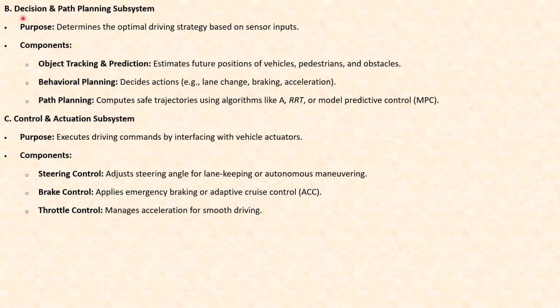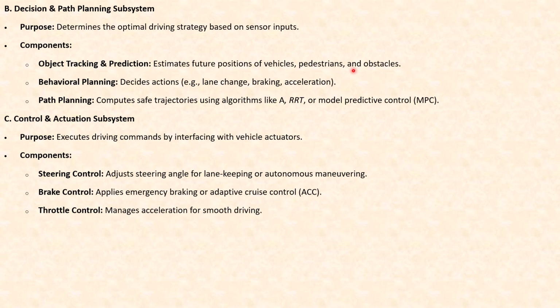Now in the domain control unit, there is one more important subsystem called the decision and path planning subsystem. Its purpose is to determine the optimum driving strategy based on the sensor inputs. Based on the sensor inputs, the most optimal driving strategy is decided. And what are the components? First is object tracking and prediction. It estimates the future positions of the vehicles, pedestrians and obstacles. This is like simple extrapolation of the position of the vehicle.